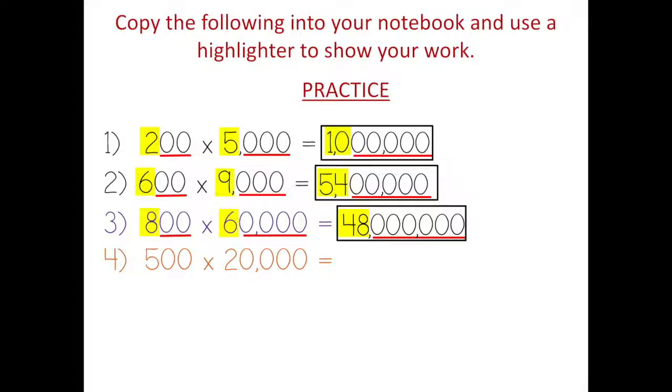Solve 500 times 20,000 in your notebook. Again, make sure to use your highlighter and show your work. Once again, we should start by highlighting our non-zero digits. 5 times 2 equals 10, and I highlight it.